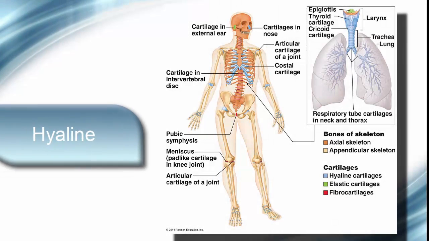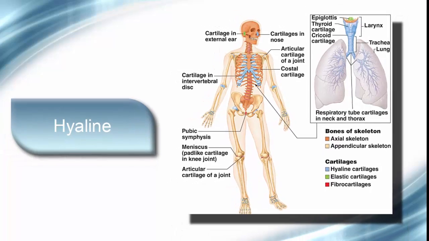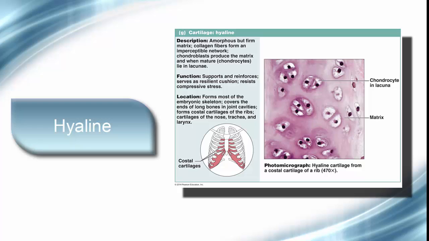Hyaline cartilage makes up the joint surfaces in all synovial joints and is an essential component for effective and smooth joint movement. Hyaline cartilage is also the beginning framework for most of the bones of our bodies. We will revisit hyaline cartilage when we learn about joints in Chapter 8.